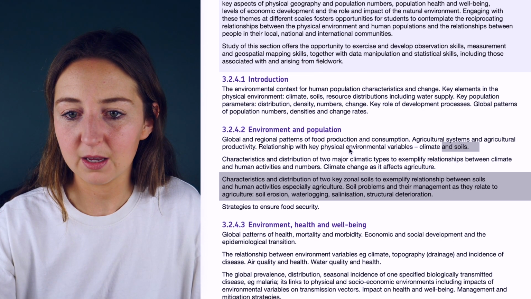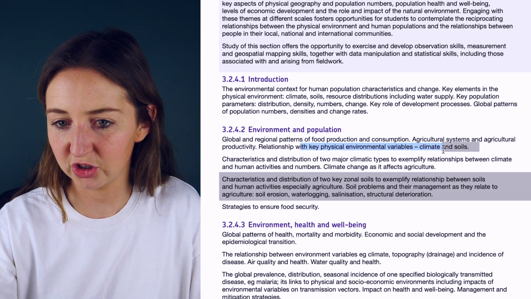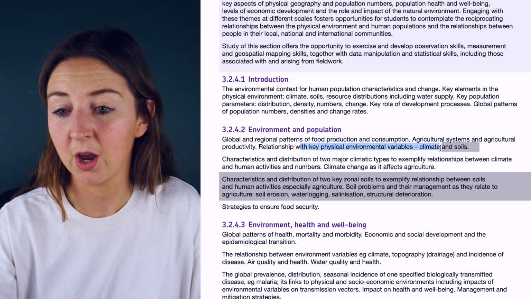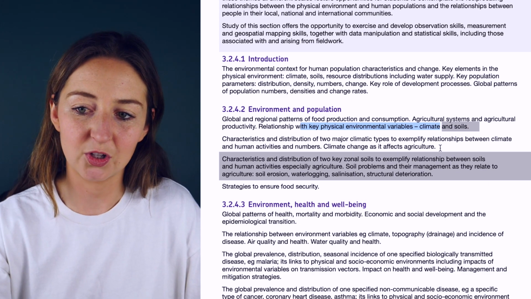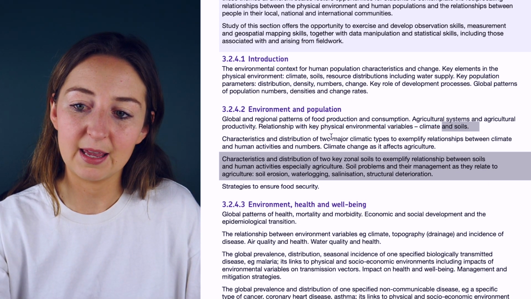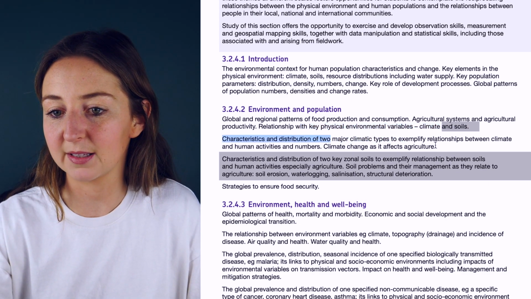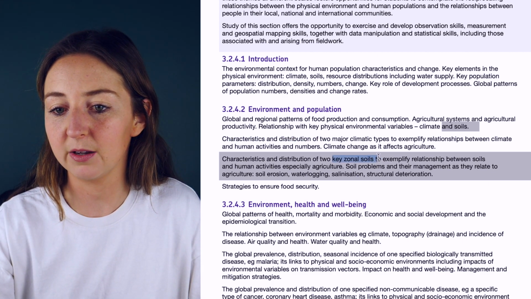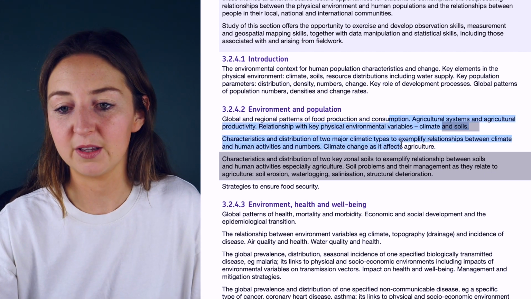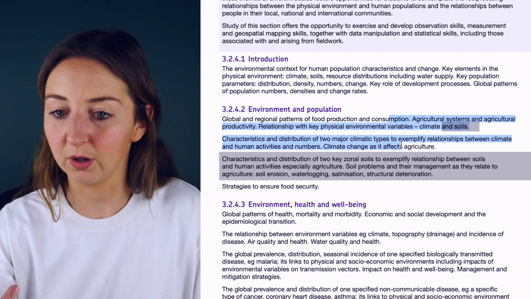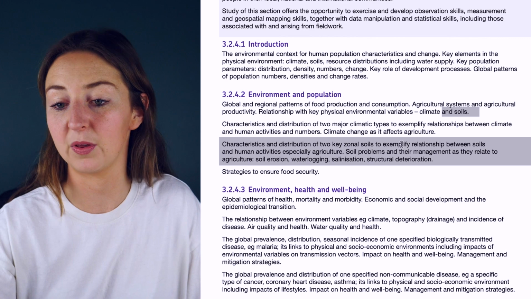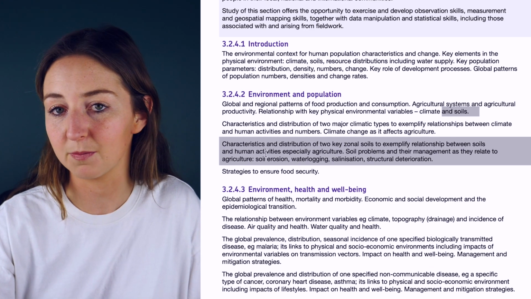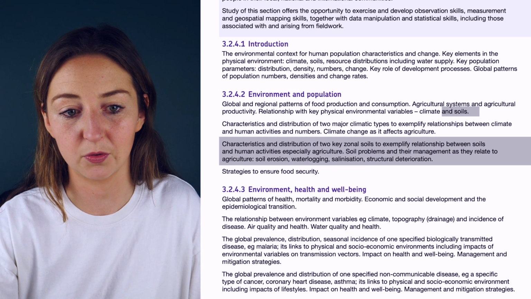Interestingly, with the relationship with key physical environment variables, only climate is in. And then here we've got two major climatic types to exemplify the relationships, but not the key zonal soils. So that makes me think that it's mainly focused on climate with that. That could be any mark question length, but definitely focus on that one there.